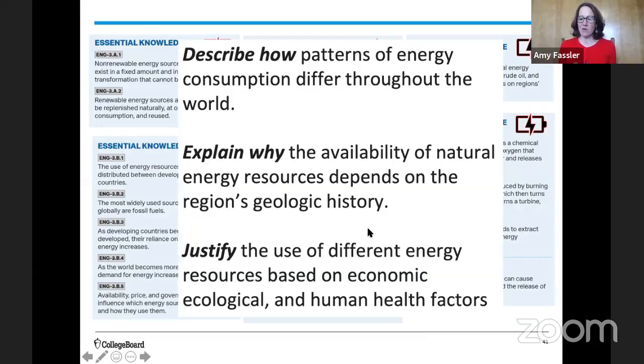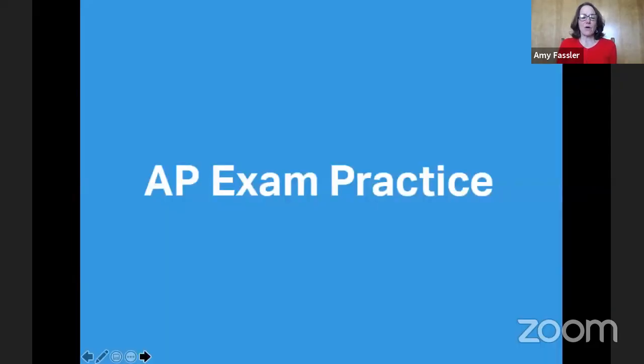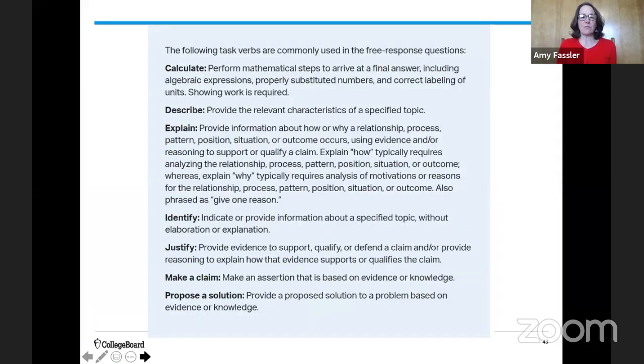And I think we really focused on these skills: describe patterns of energy consumption, explain why certain resources are located where they are, and justify the use of resources based on ecological, human health, and economic factors. So here is the reminder of the task verbs that you're going to see on your exam, all except calculate. You will not be required to calculate on the exam.